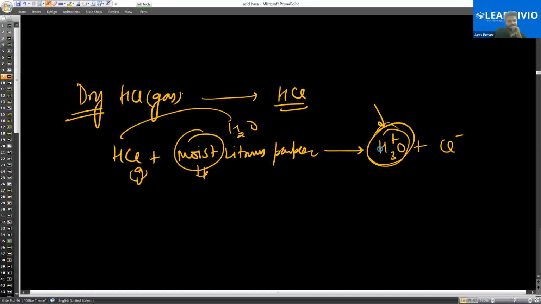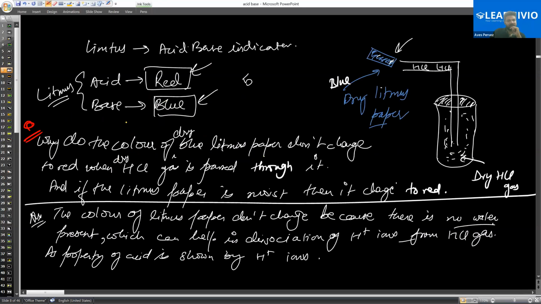Got it? So you have to write: why does the color of dry litmus paper not change to red when dry HCl gas passes through it, and if the litmus paper is moist, then it changes to red. So the answer is the color of the litmus paper does not change because there is no water present, which can help in dissociation or production of H plus ions from HCl gas. The property of acid is shown by H plus ions. Note it down first.